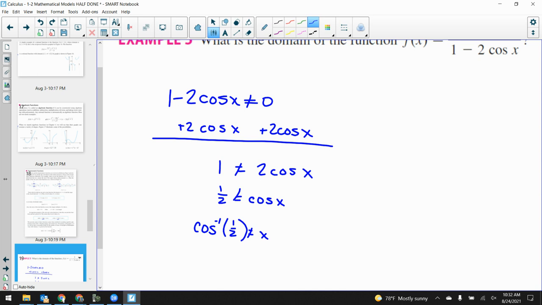All right. So now I need to figure out what angle gives me a cosine value of 1/2. What angle gives me a cosine value of 1/2? Anybody remember?